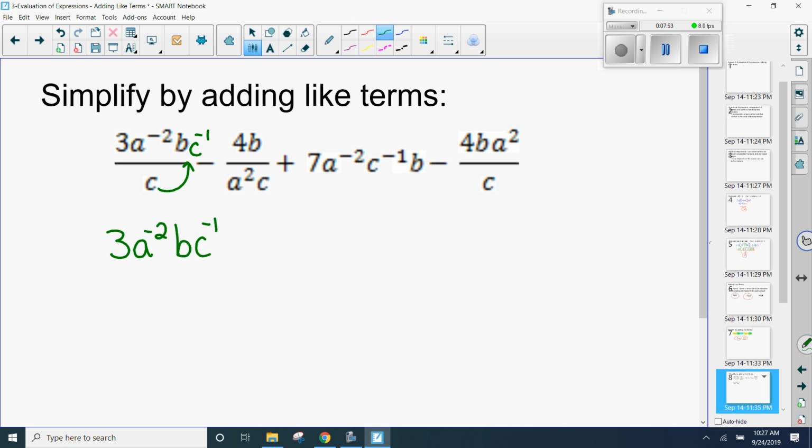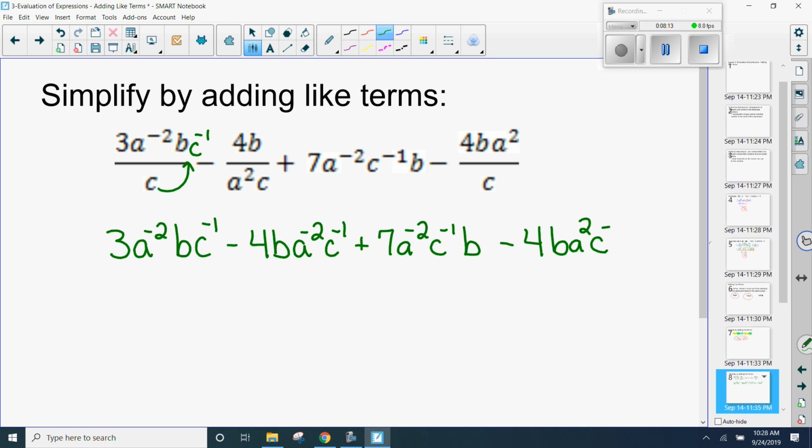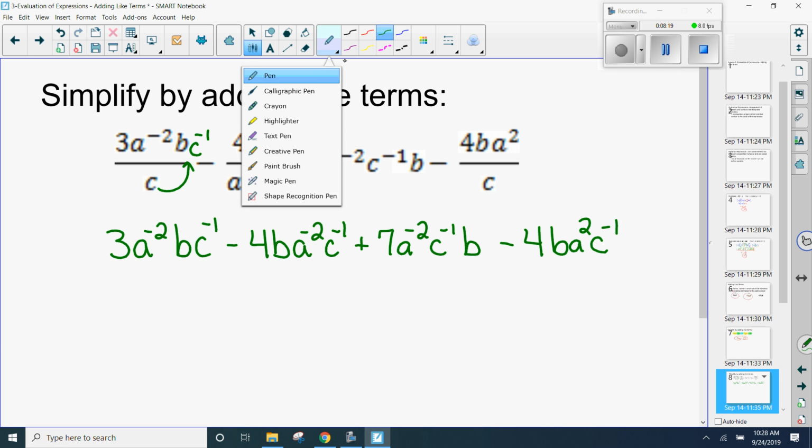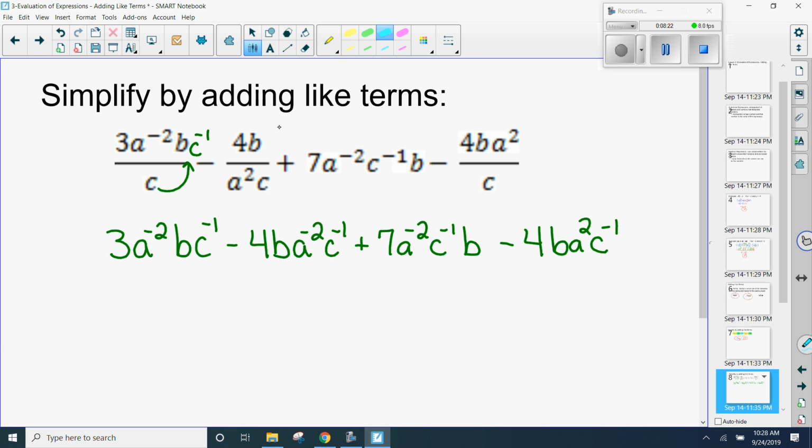What does the next term become? That doesn't change, right? This one's just going to remain the same. Minus 4ba squared c minus c to the negative first. Now, which terms are like terms? If we look at them, you have a to the negative second, which occurs right here. Right here. What about the last one? No, because that's a positive second.